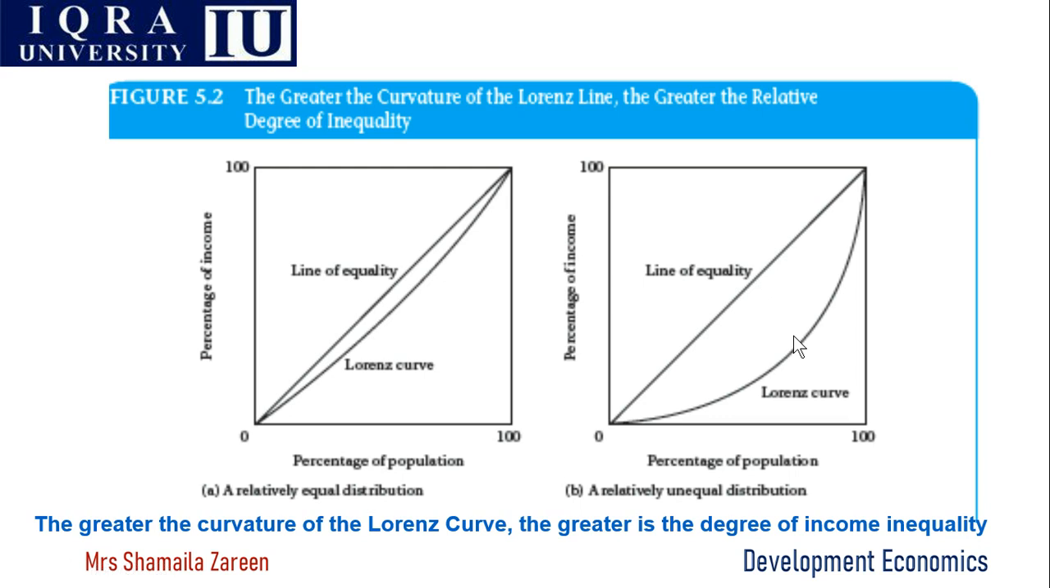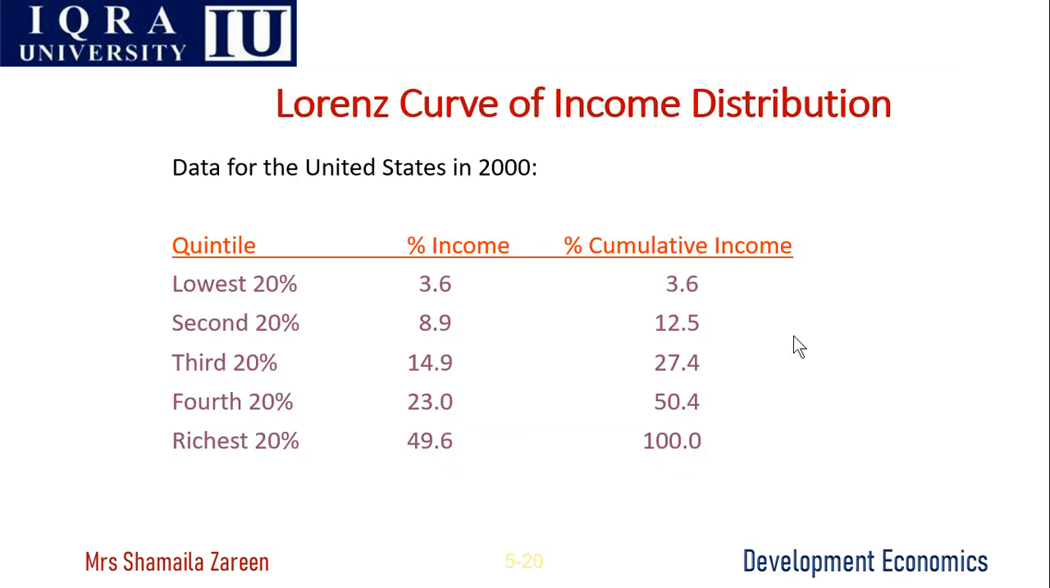You can make the Lorenz curve for your own nation, and you can see whether you are near to this line or farther away from this line. Obviously, the greater the curvature of the Lorenz curve, the greater is the degree of income inequality.